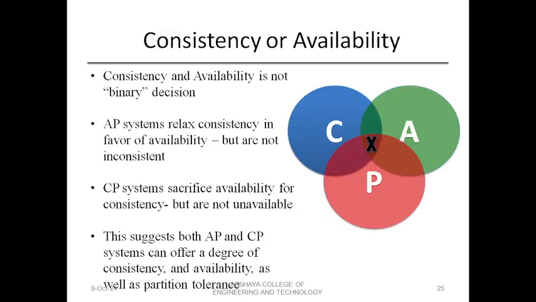So consistency and availability is not a binary decision. Any availability and partition tolerance system lacks consistency, so we need to make a trade-off. We compromise on any one of the properties of the theorem. This suggests both AP and CP systems can offer a degree of consistency and availability as well as partition tolerance.